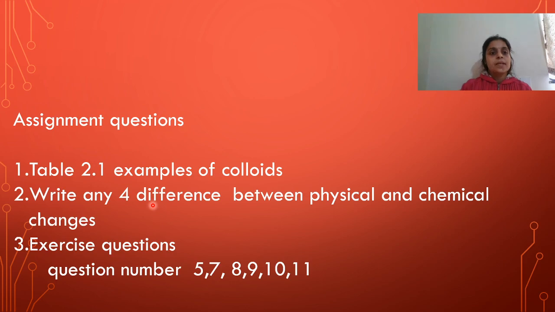So students, these are assignment questions for you. You have to write the first two questions in your classwork. Please make a note. First two questions in your classwork, and the third one you have to solve in your textbooks. Copy table 2.1, examples of colloids, and write any four differences between physical and chemical changes. Exercise question numbers 5, 7, 8, 9, 10, 11. These are the questions where you have to solve it in your text itself. No need to write in your classwork.